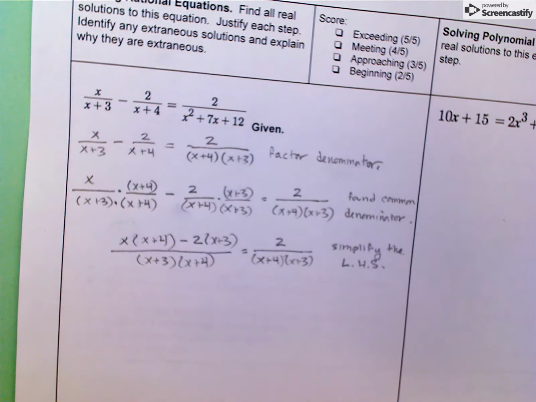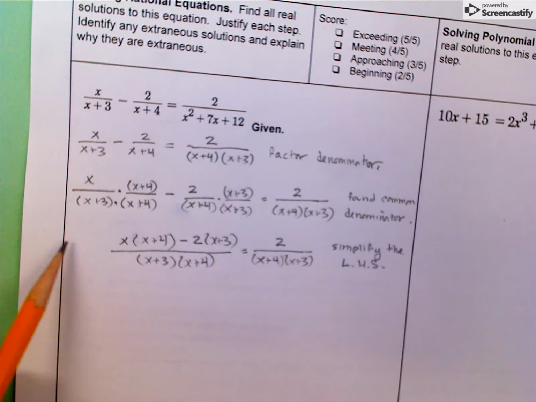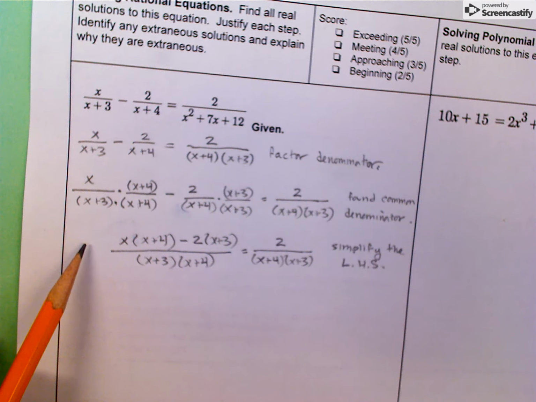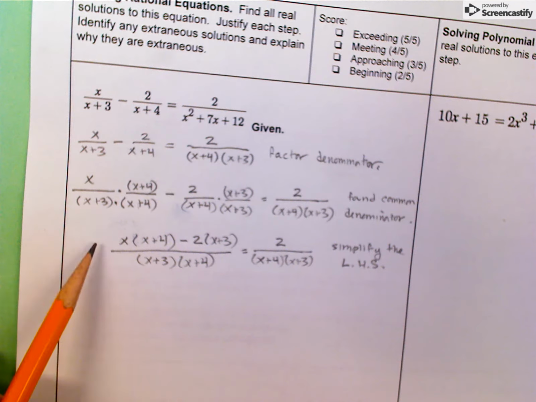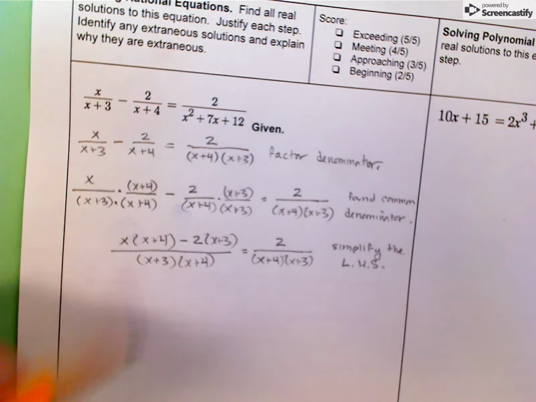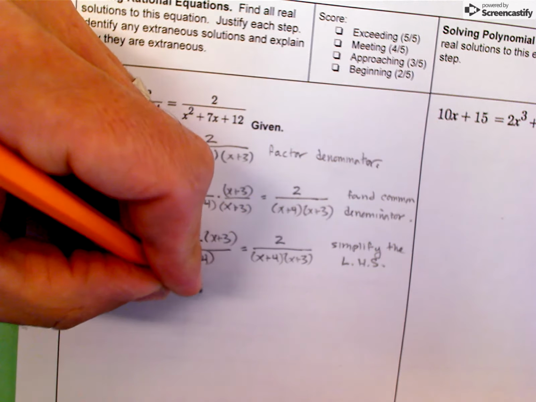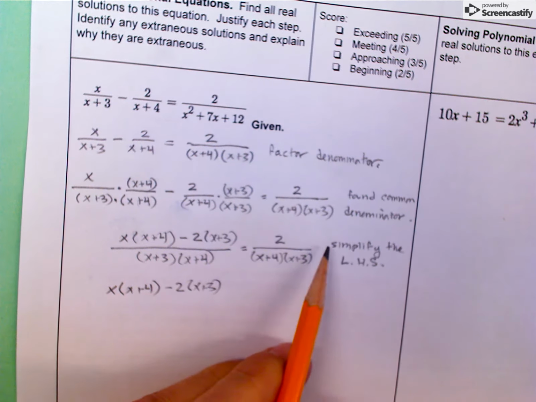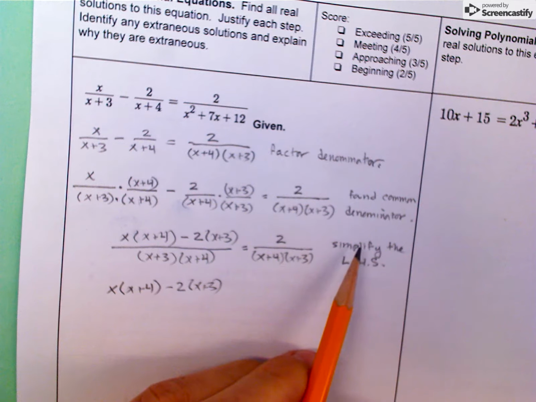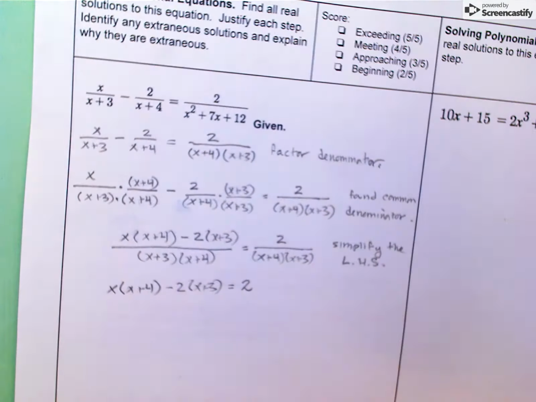So now comes a bit of trickery. I'm going to multiply both sides of this equation by the denominator. If I multiply the left-hand side by x plus 3 and x plus 4, then those factors on the top will cancel with the factors on the bottom, and I'll just be left with x times x plus 4 minus 2 times x plus 3. And on the right-hand side, if I multiply by x plus 4 and x plus 3, those factors will cancel, and I'll just be left with the 2.